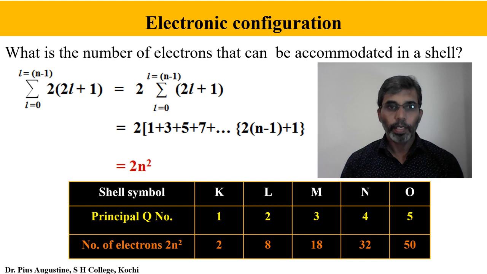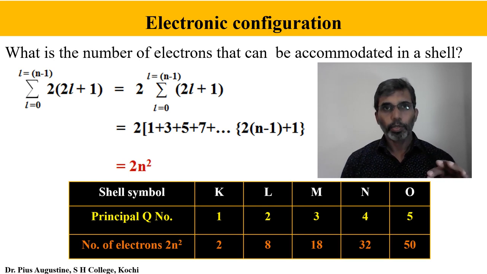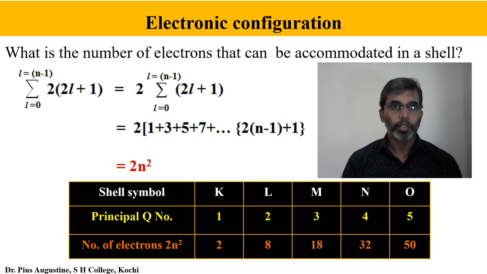Then you can put l equal to 1, then 2 into 1 plus 1, that is 3. So like that you can extend. All the terms can be included. And finally, if you work it out, this will be equal to 2n squared. Generally, we use the expression 2n squared for calculating the number of electrons in a shell, and this table shows the number of electrons in various shells.